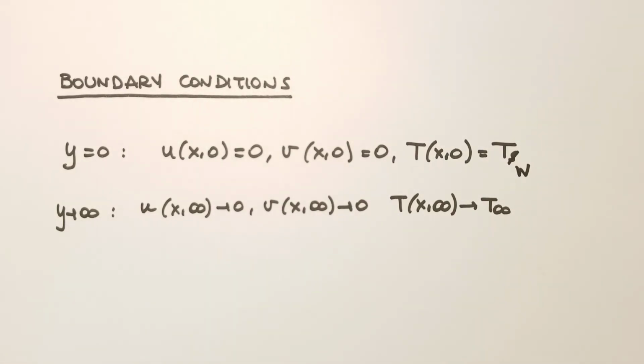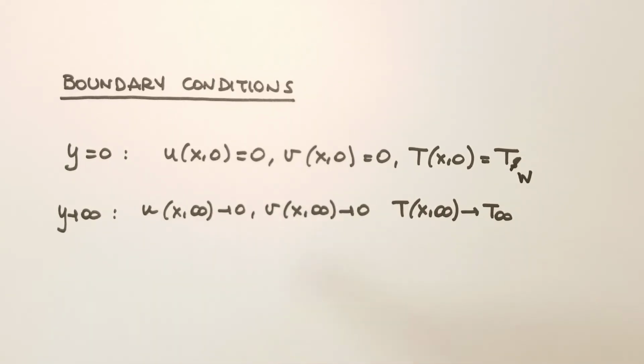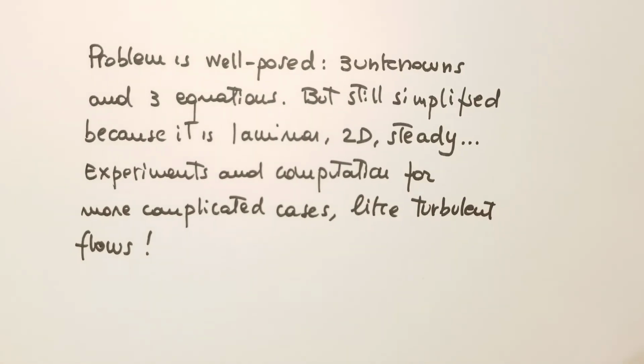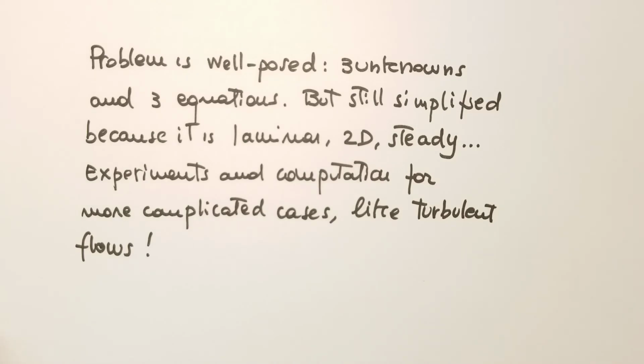As we move away from the plate, as y goes to infinity, both velocity components go to 0, and the temperature approaches the temperature in the free stream. So this problem is well posed. We have three unknowns and three equations, but it's still very simplified. As we said, it's a laminar case, it's two-dimensional, it's steady. But in cases that are of interest for industrial applications, of course, we have to rely on experiments and on computation, for example, for cases that are three-dimensional or unsteady and in general turbulent flows.